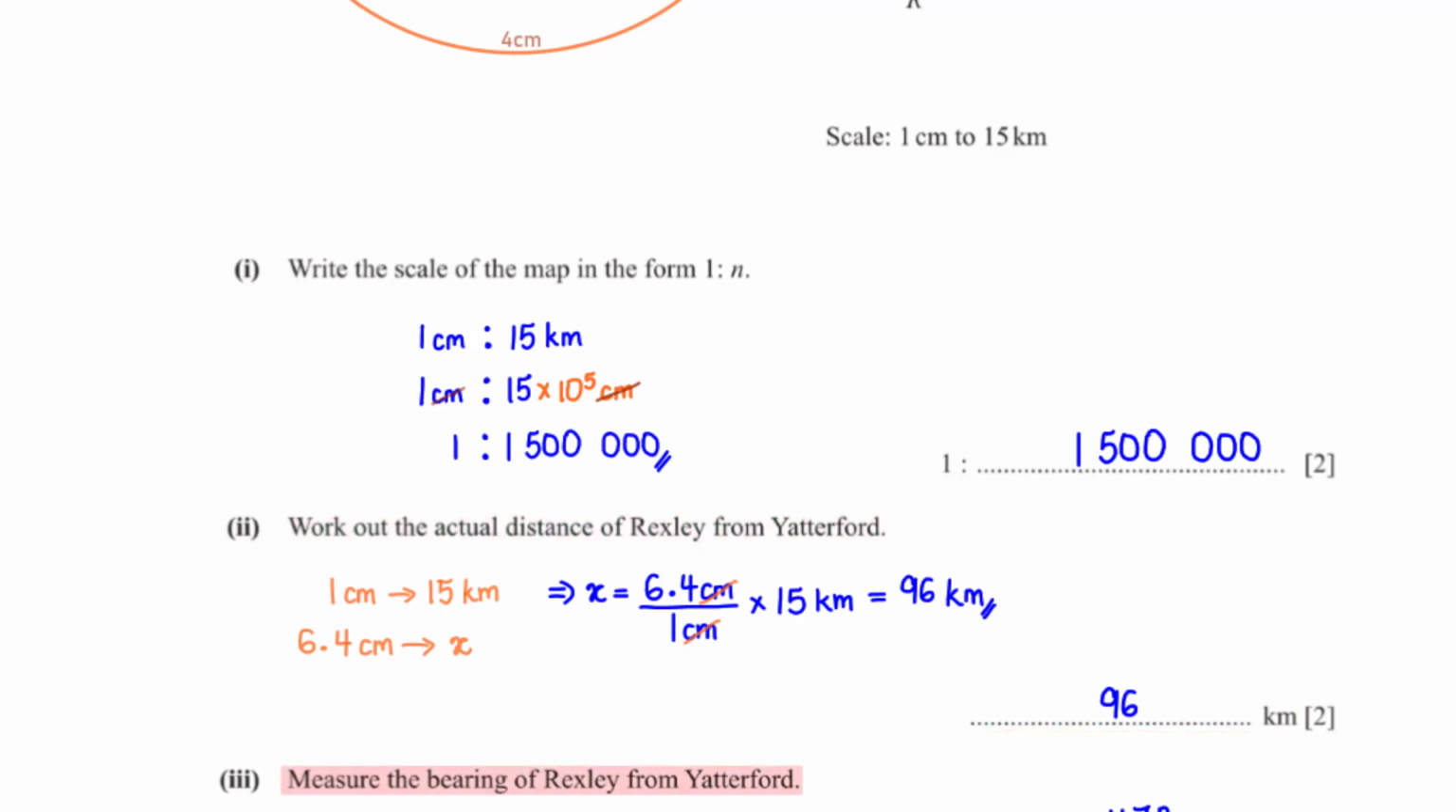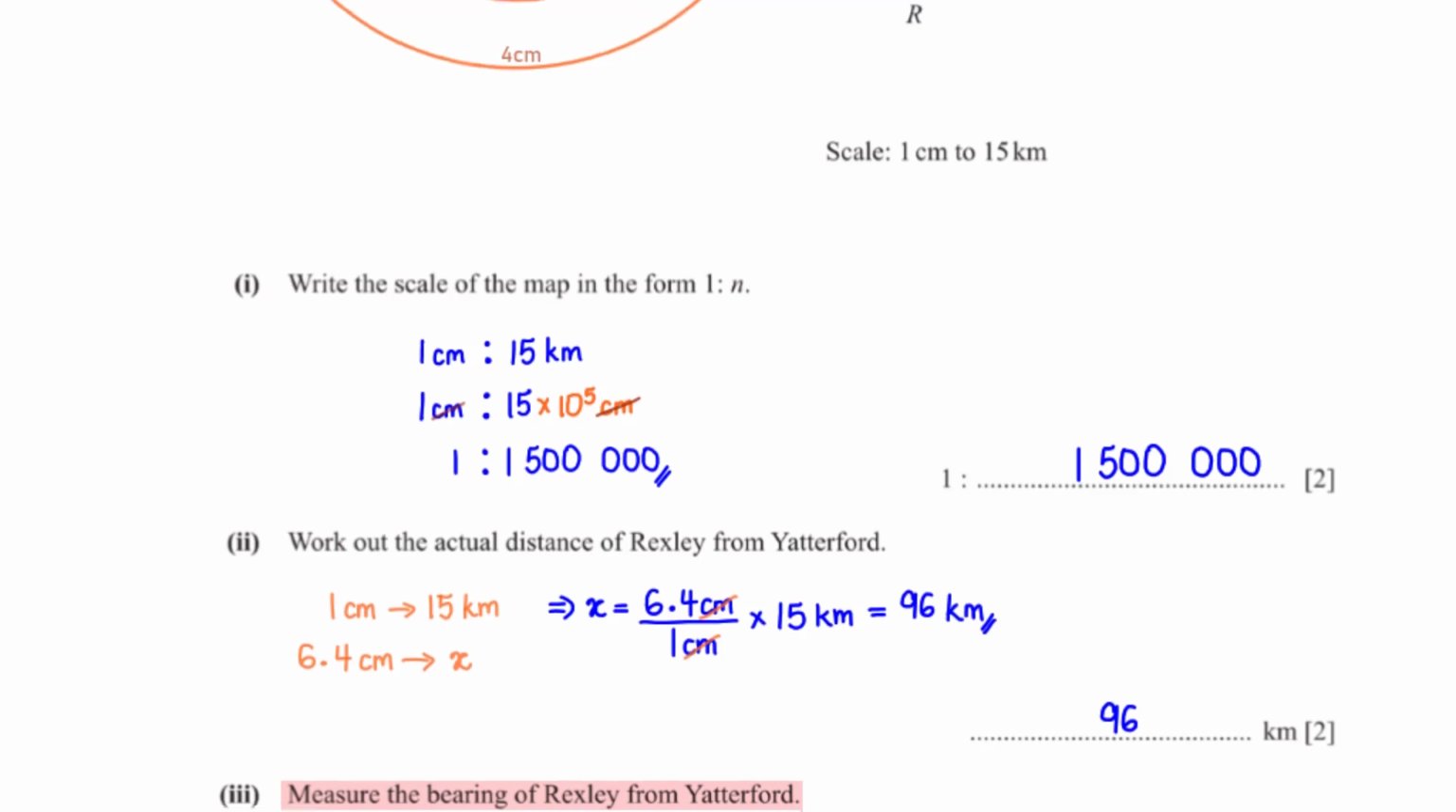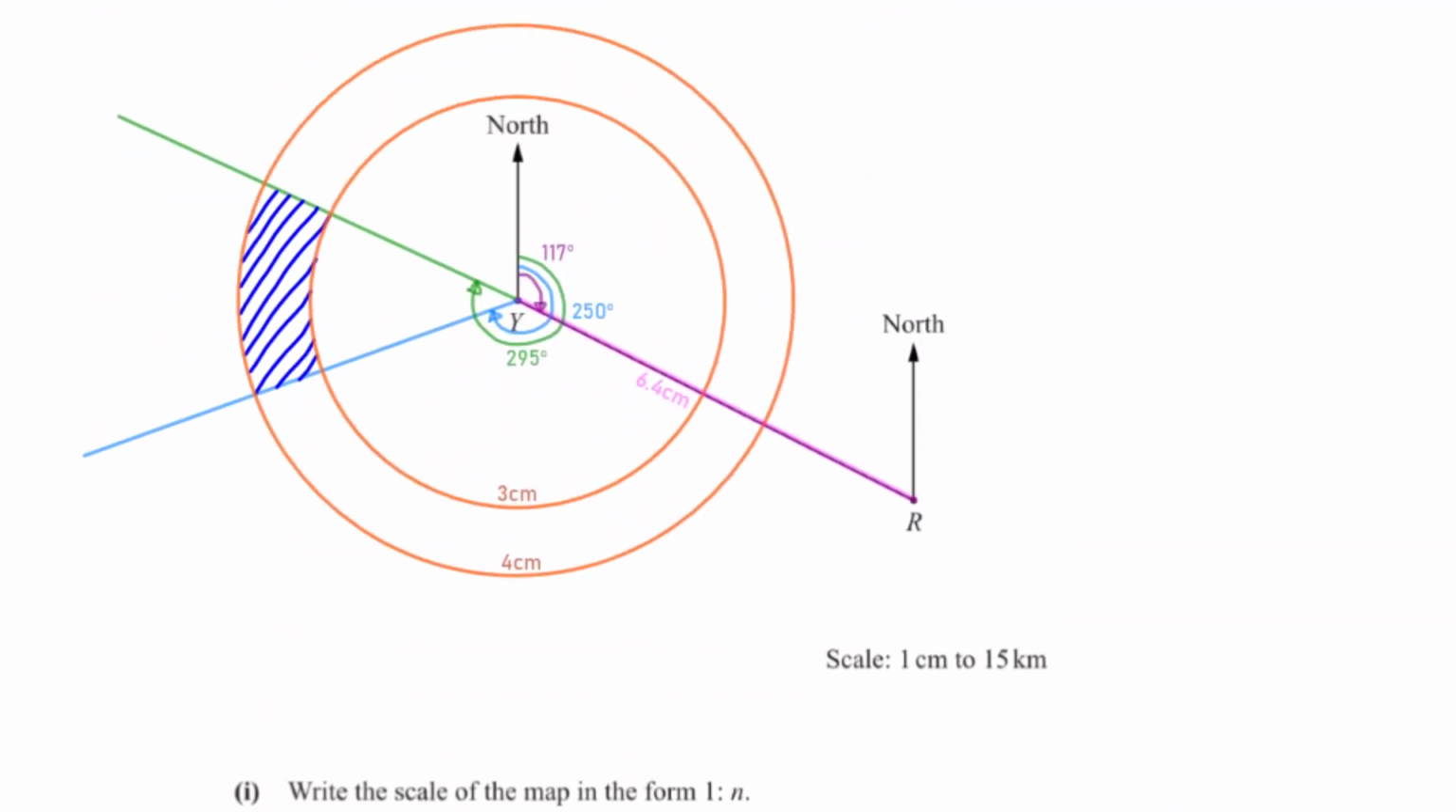Measure the bearing of Rexley from Yatterford. This bearing is the angle measured in the clockwise direction from the north of Yatterford to Rexley. Using a protractor, when we measure this angle, we get 117 degrees.